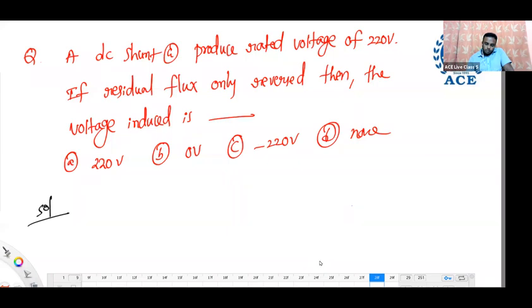Yes, very good. See, don't say less than 220. From the options, what is the correct one? Yes, most of you have given it right. Option C is correct, that is minus 220. Minus 220 is the correct answer.